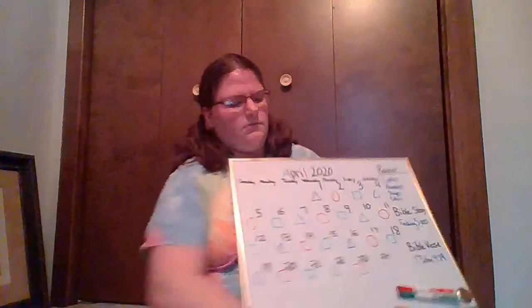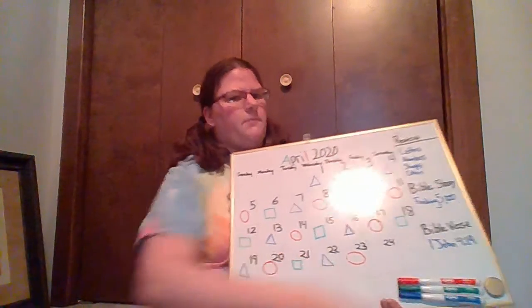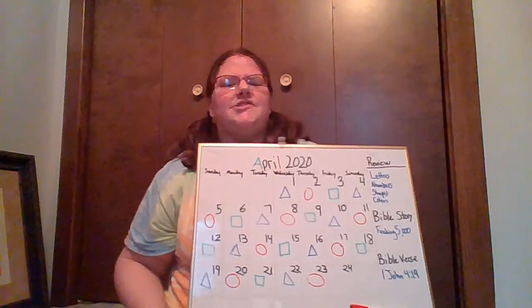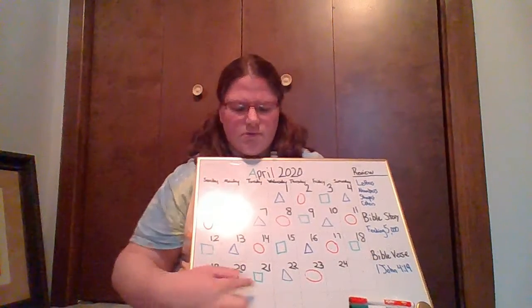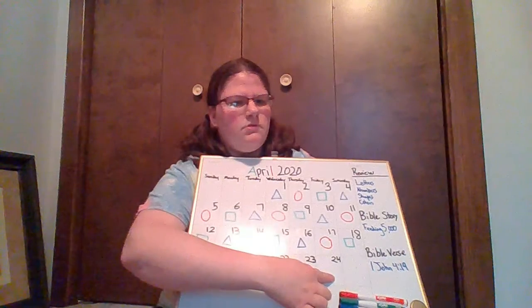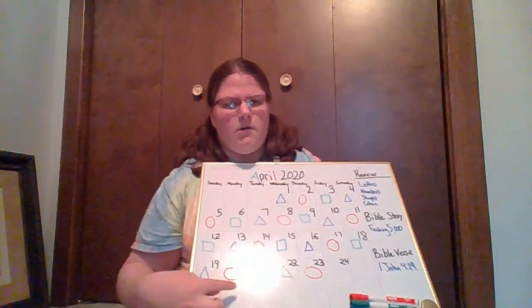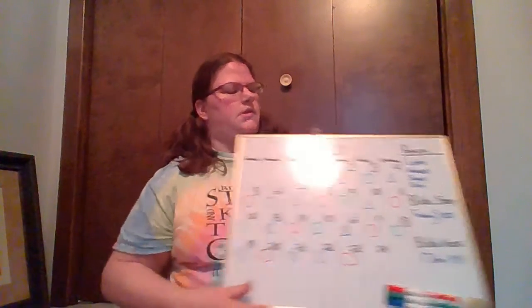Now let's go ahead and figure out what the next shape in our pattern is going to be. So we have triangle, circle, square. Triangle, circle, square. Yep. And what color is the square? It should be green. Yes, green square.